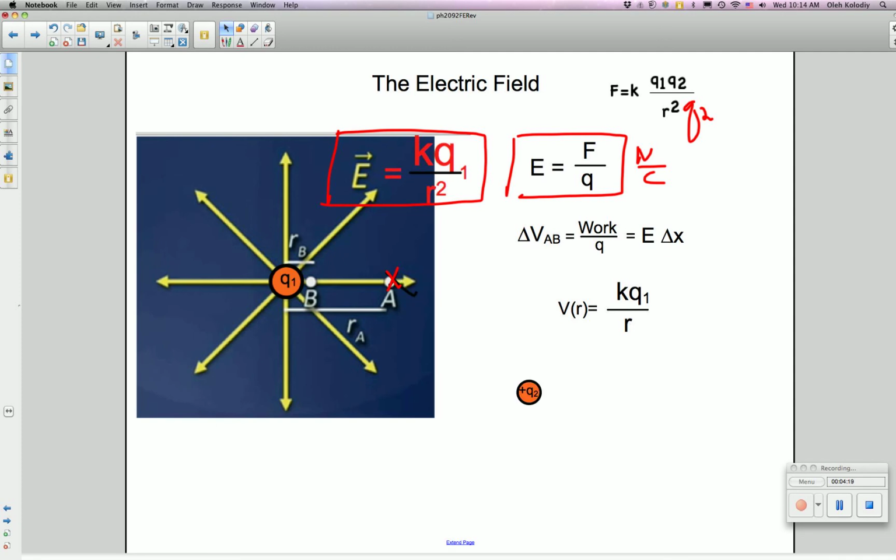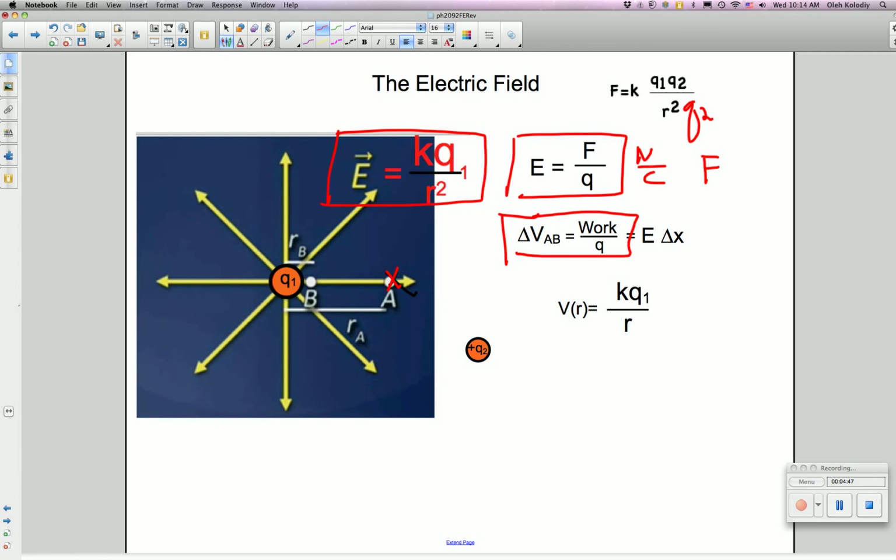Now, if you move the charge through this electric field, you need to do work because you have to exert a force. And we define the potential difference between 2 points A and B, say moving the charge from A to B or from B to A. The potential difference is the amount of work we have to do to move 1 coulomb of charge, or the work per coulomb.